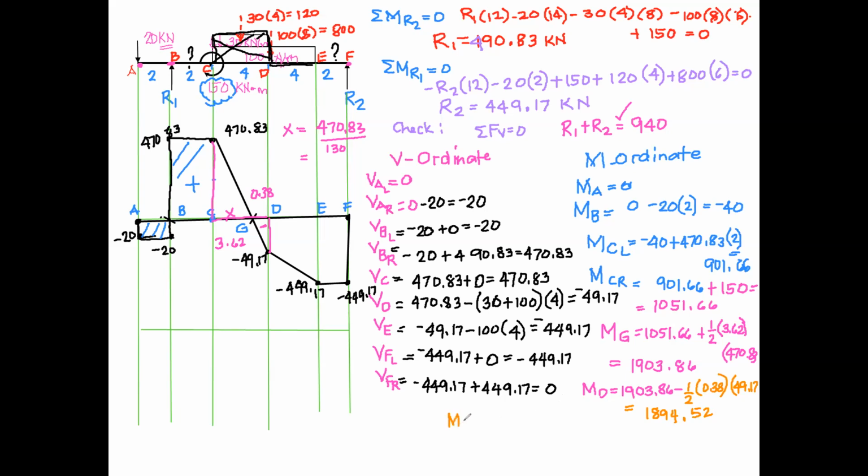Moment at E. Ang moment at E is 1894.52. Kaya lang, ang moment at E, ibang klase. It's a negative area, but it's not a triangle, and it's not a rectangle. But otherwise, we subtract it. Ano yung area yan? Trapezoid. We consider the area of this trapezoid. Ano yung area ng trapezoid? 49.17 B1 plus B2, that's 449.17, divided by 2 times the height. Ang height niya is 4 meters. So, ang perpendicular distance between them is 4.